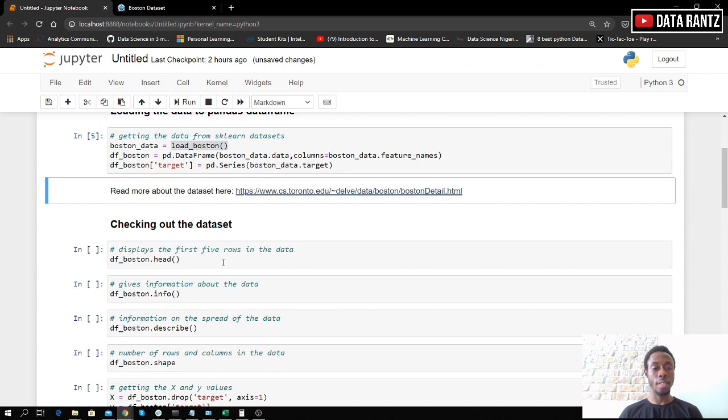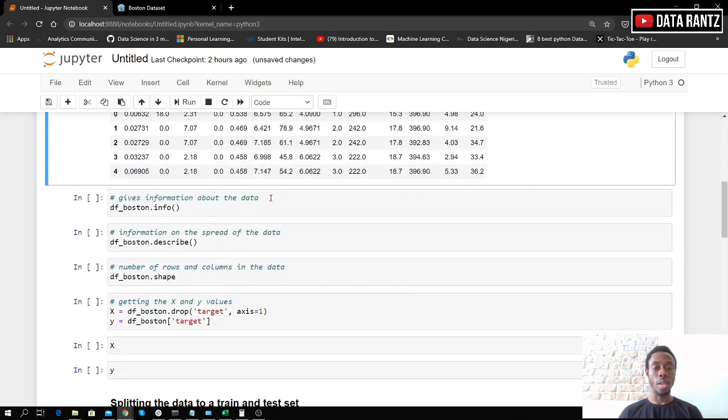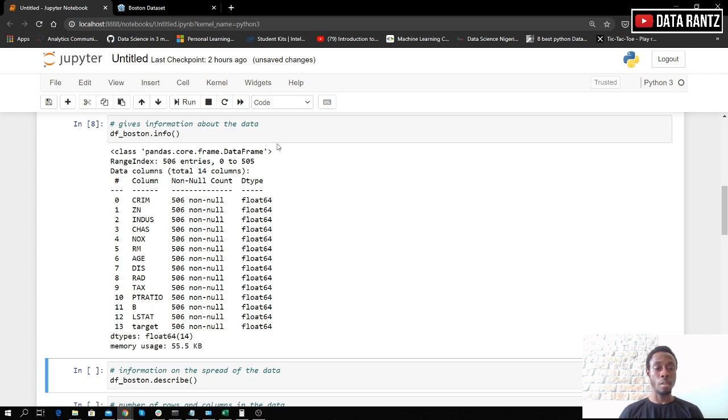So let's check out the data set. We just do a Boston.head. It's going to display the first 5 rows of the data set, and these are the different variables, and the target is what we are trying to predict here. But these are the different variables that are in that data set. So let's look at the information on this data. Right now we can see that we have about 506 rows, and none of them are empty, so they are all filled. So it's more like a complete data set.